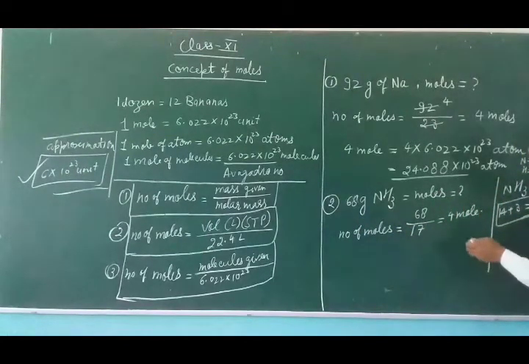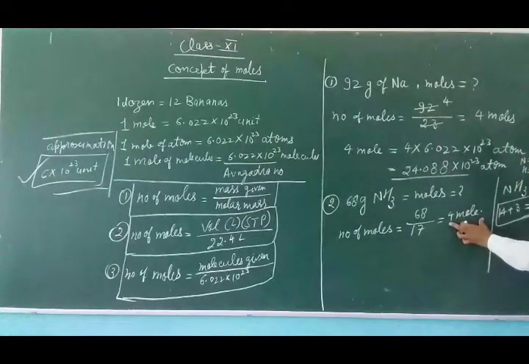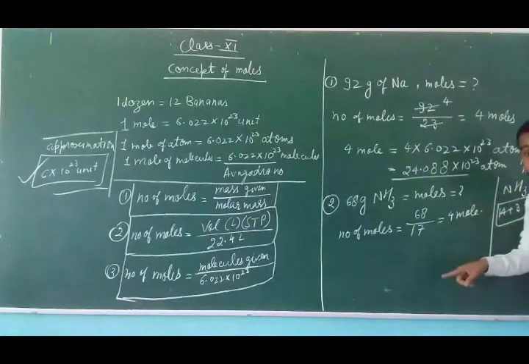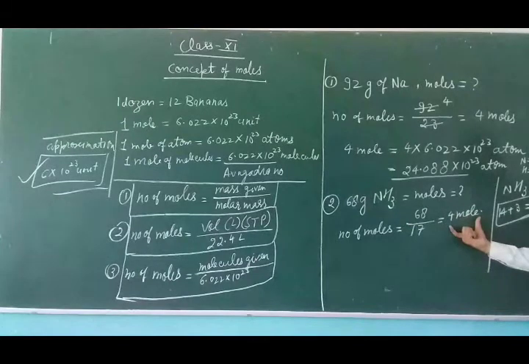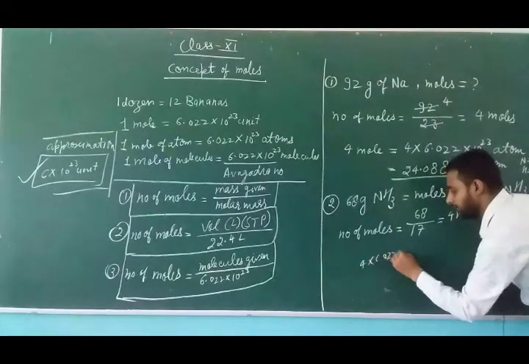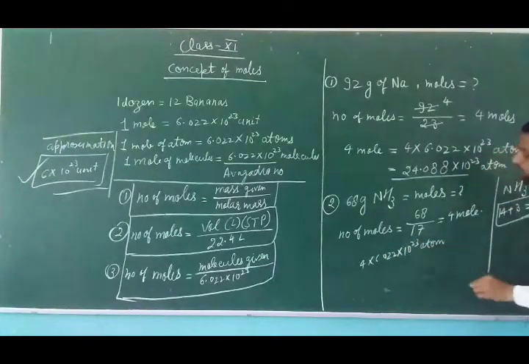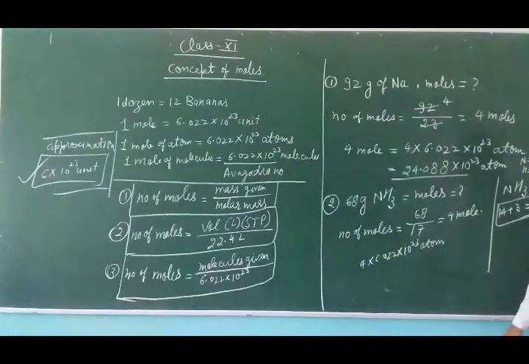Now you are noting that in 4 mole of sodium 24.088 into 10 to the power 23 atoms are present, and similarly in 68 gram of ammonia 4 into 6.022 into 10 to the power 23 atoms are present, which is equal to the number of atoms of sodium also. Now you can note down this.